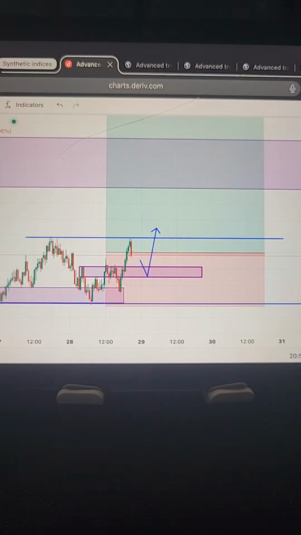And there are some assets that you should not be trading as a newbie when you are starting to trade synthetic indices. So I'm going to be mentioning some of those assets so you can stay away from them if you want to become profitable while trading synthetic indices.